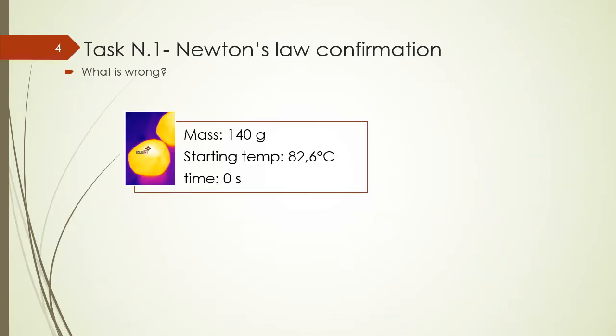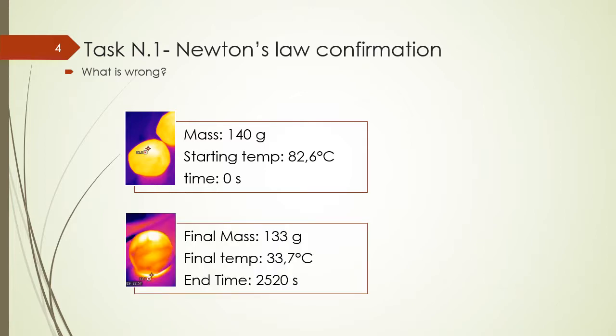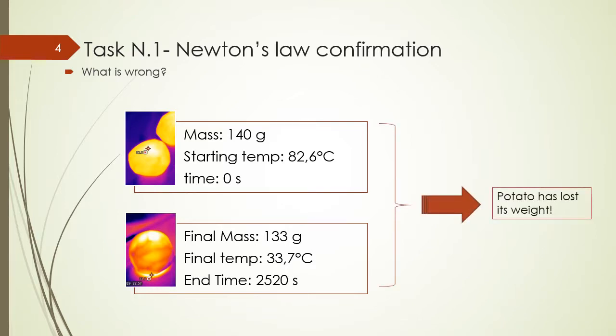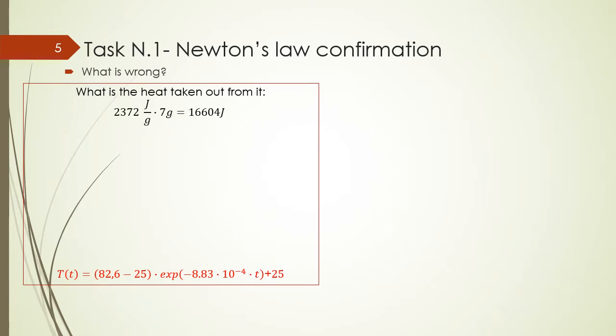The initial mass of the potato is 140 grams at the initial temperature 82.6 degrees. But after the cooling, after 2520 seconds, the mass of the potato is actually something smaller. So the potato has lost its weight, 7 grams less. And those 7 grams are responsible for the heat taken out by the evaporation. The latent heat of the water from the literature is given. Eventually, we get 16,000 something more joule.